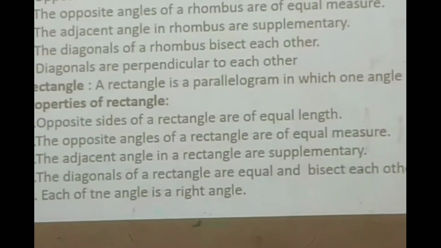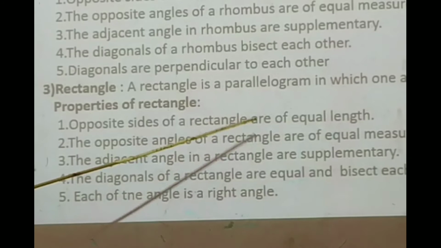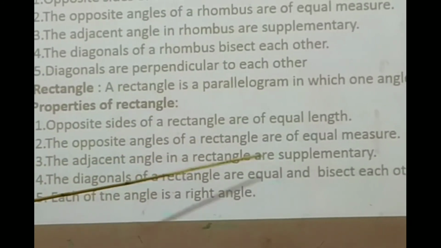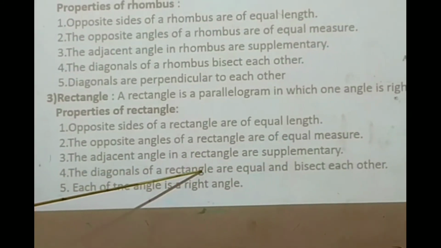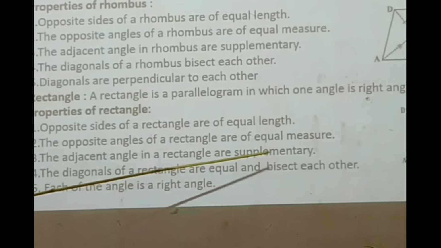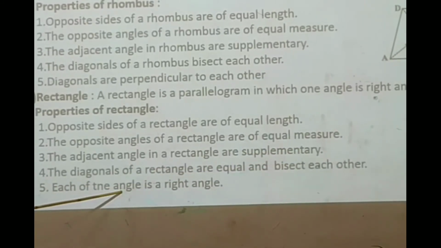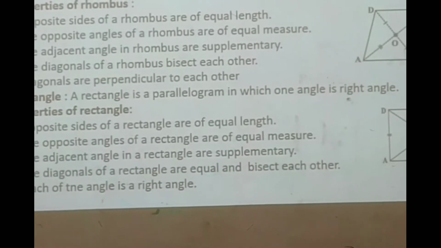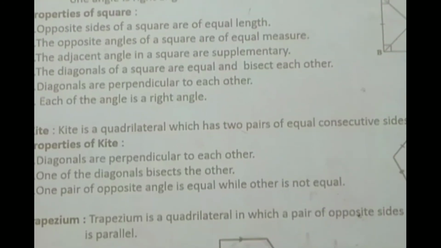Again, same properties. Opposite sides are equal. Opposite angles are equal. Adjacent angles are supplementary. Diagonals are of equal length and bisect each other. This is one more extra property. Diagonals are equal and bisect each other. Again, each of the angles is a right angle. This is extra. Okay.